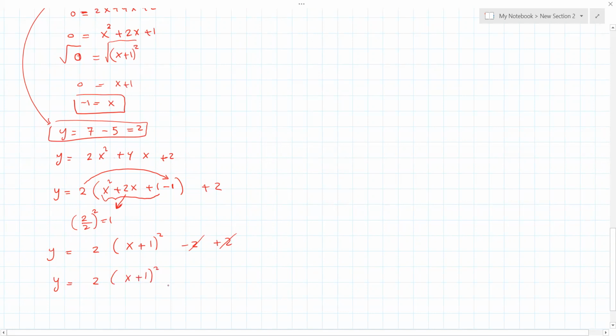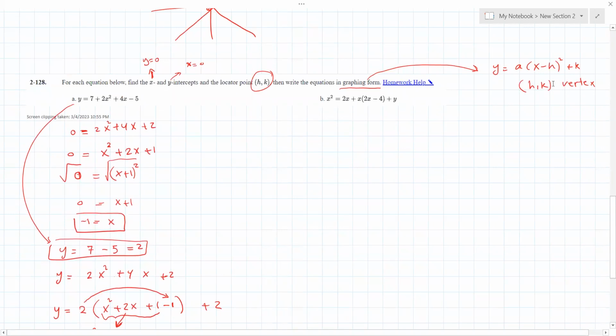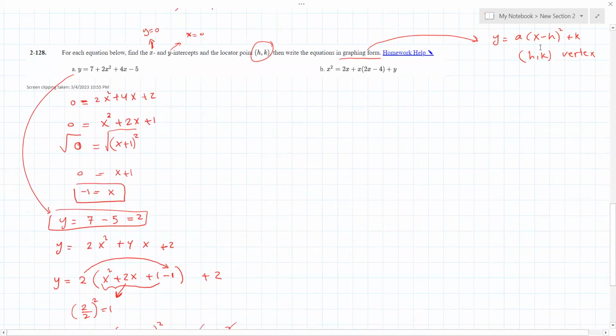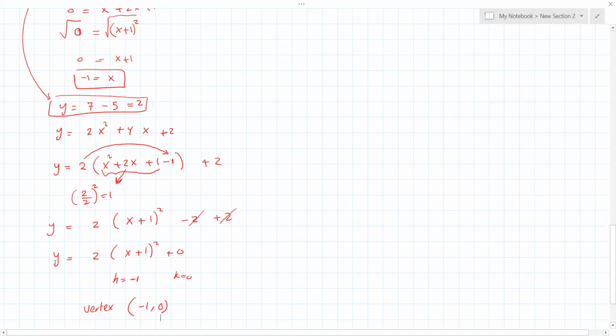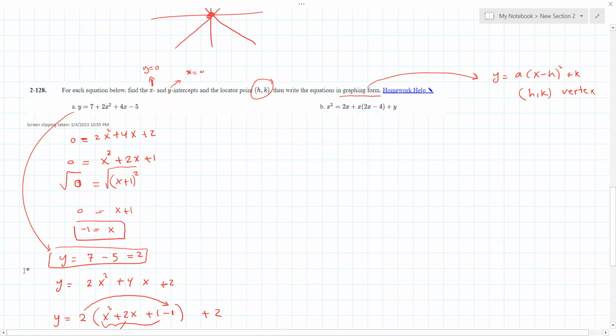So the value of k here, because we need to remember the graphing form as we've seen it here, the graphing form. With this, we can determine h and k. H in this case is -1, and k in this case is 0. So the vertex h and k here are -1 and 0. So that's for the first problem.